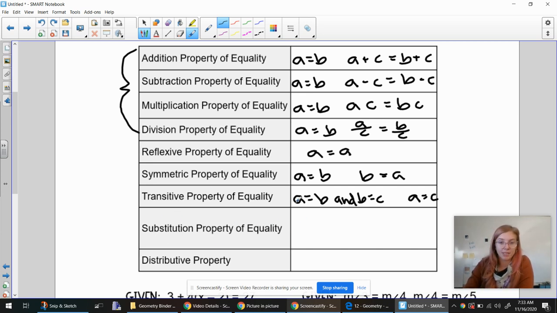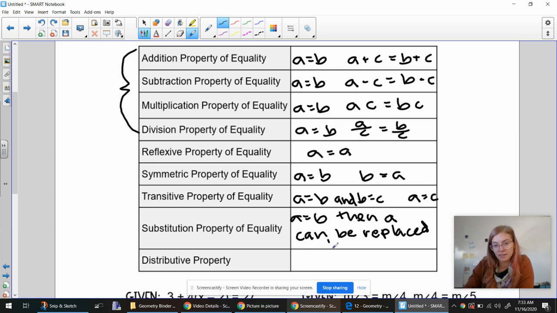The substitution property of equality says if A equals B, then A can be replaced by B. So this is the property that allows us to do the substitution method when we're solving linear systems of equations. This is also what allows us to plug in numbers when we're evaluating expressions. If we know that two values are equal, we can replace them.